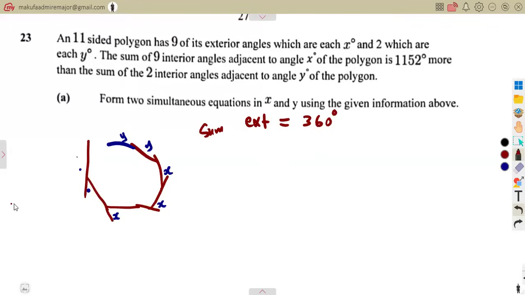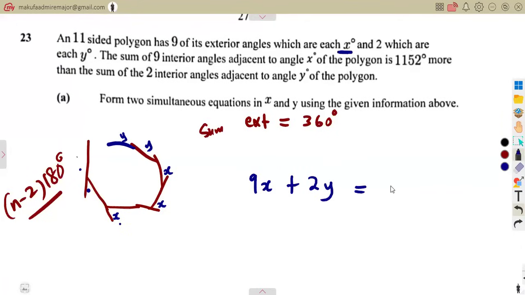Remember, for the sum of the interior angles, you have to work with the formula (n minus 2) times 180, if there's a need for calculating the sum. But here they were given a relationship of the exterior angles. Nine of its exterior angles are each x, and 2 of them are each y.